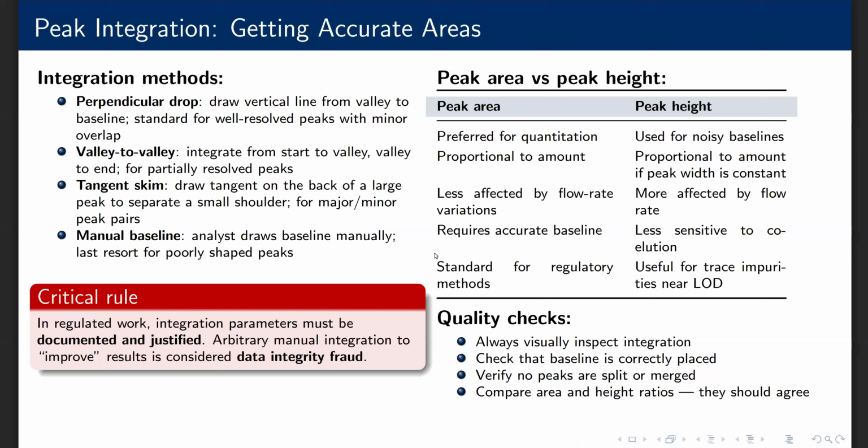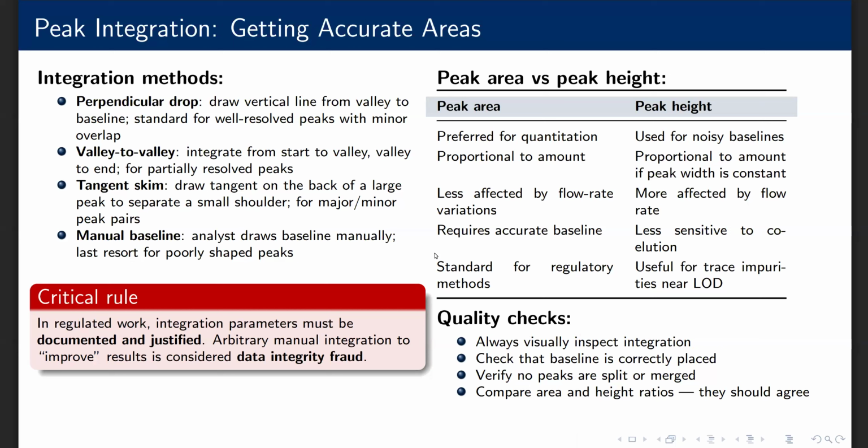A vertical line is drawn from the valley between two partially resolved peaks down to the baseline. Valley-to-valley integration treats the valley as the boundary between the peaks. Tangent skim is used when a small peak rides on the tail of a large one. A tangent line is drawn from the back of the large peak, and the small peak is integrated above this line. The red box contains a critical warning.